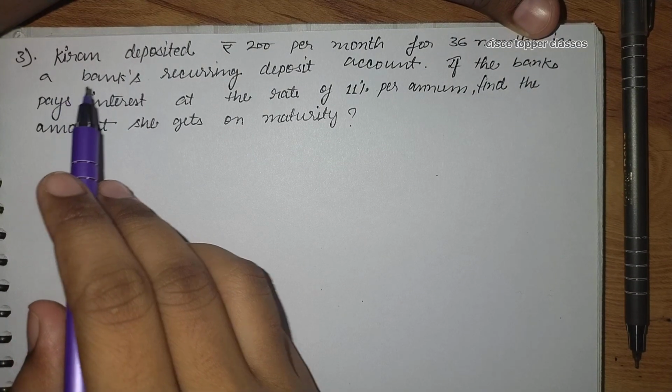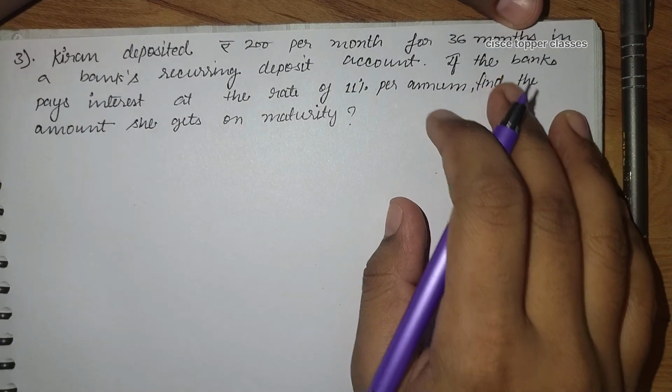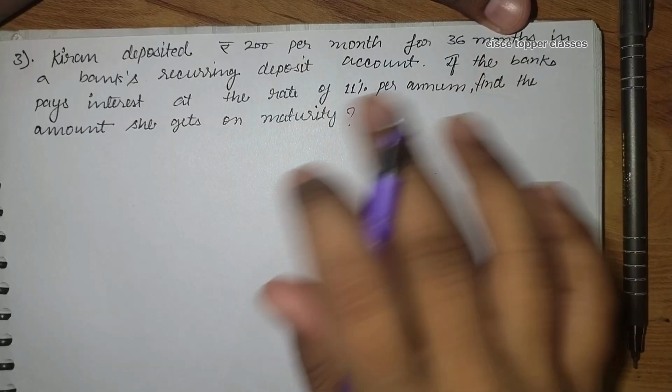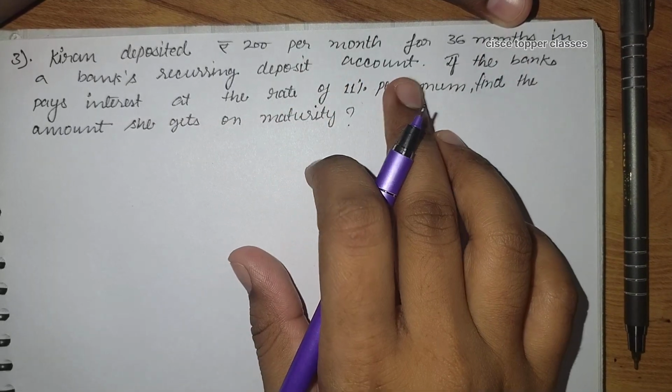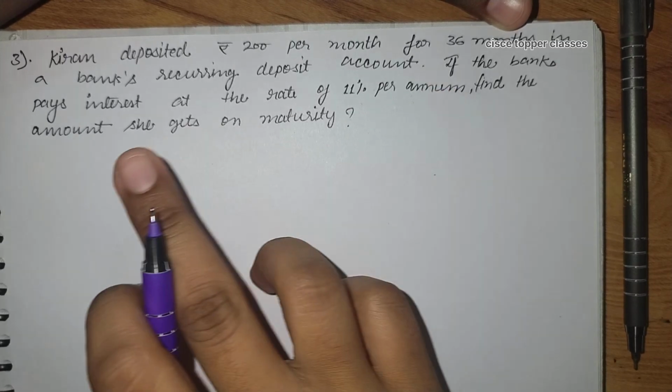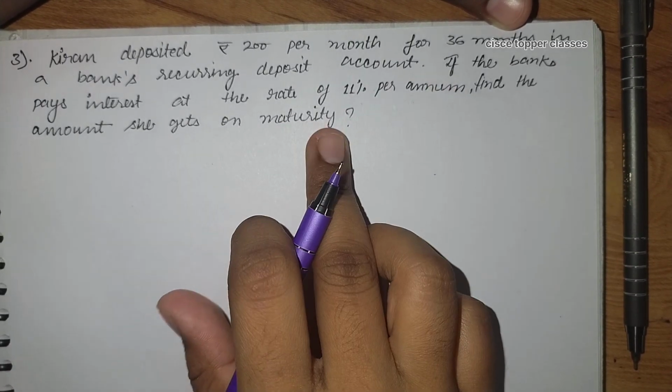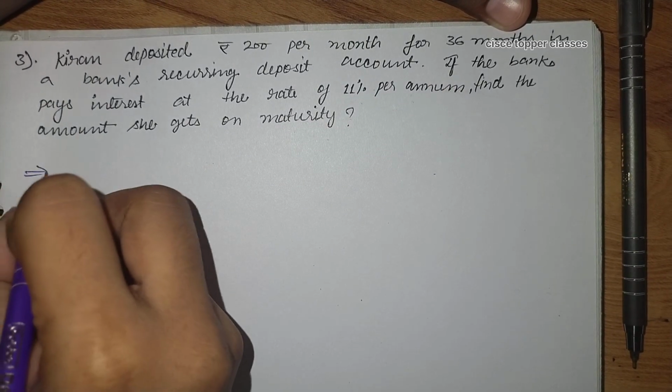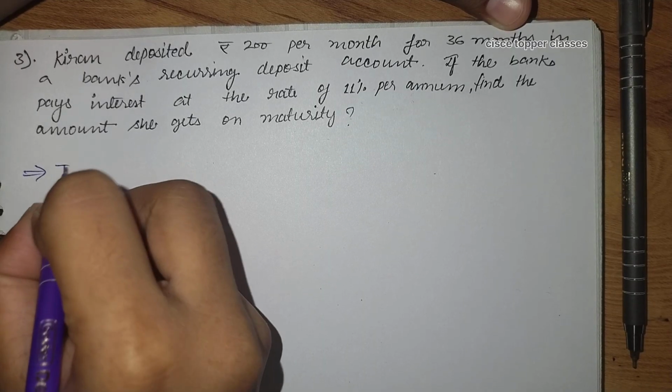Let us solve question number 3. Kiran deposited 200 per month for 36 months in a bank recurring deposit account. If the bank pays interest at the rate of 11% per annum, we have to find the amount she gets on maturity. So here also we have to find the matured value. So firstly we'll find the interest.